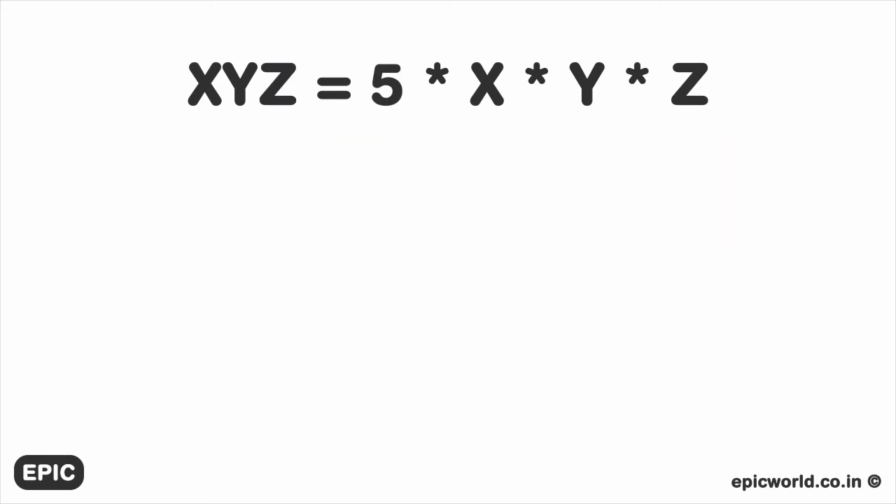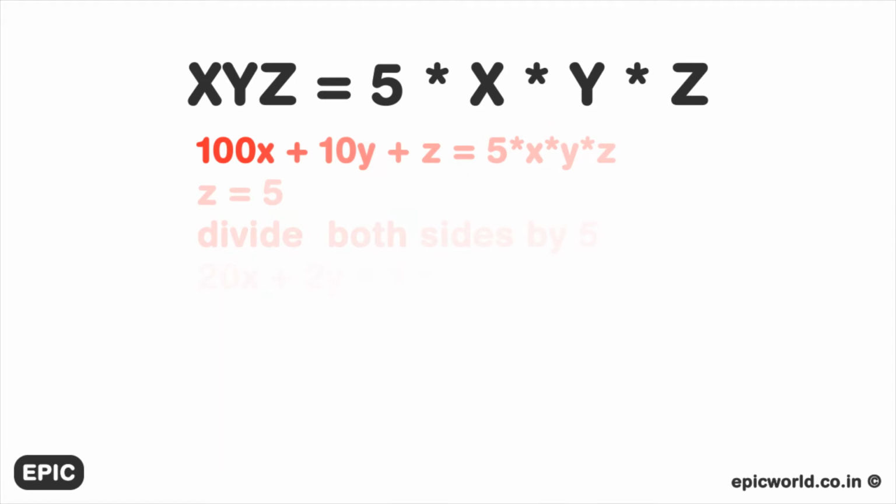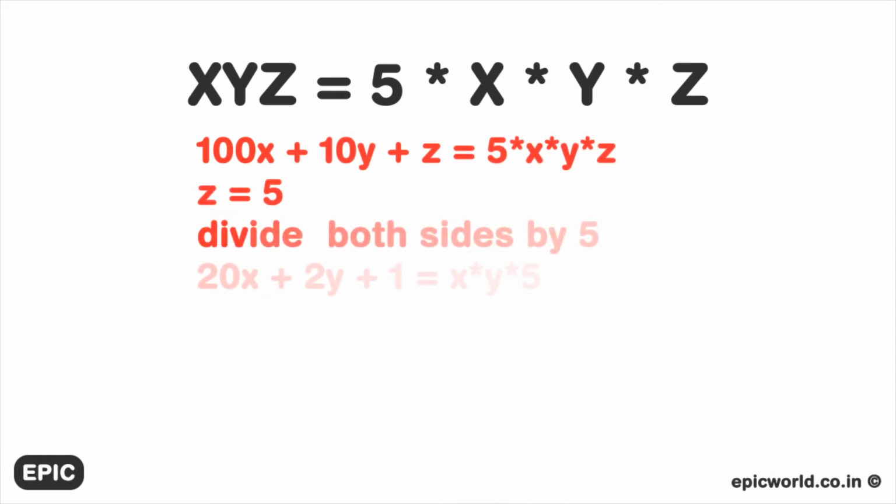Let's get to the equation now. The numeric value of the number XYZ can be written as 100x plus 10y plus 5. This is equal to 5 times x into y into z. Replacing z with 5, we get the new equation as 20x plus 2y plus 1 equal to 5 times x, y.